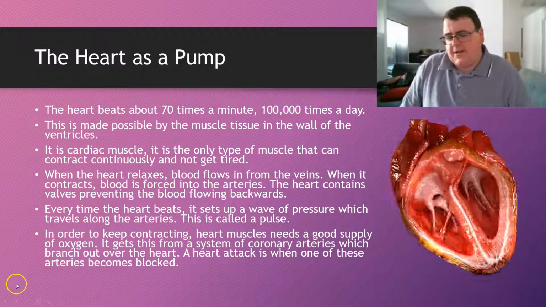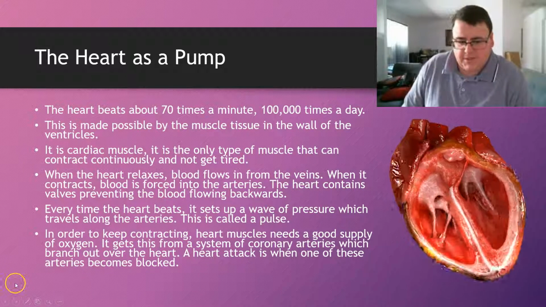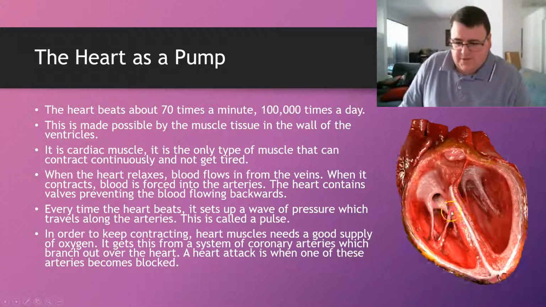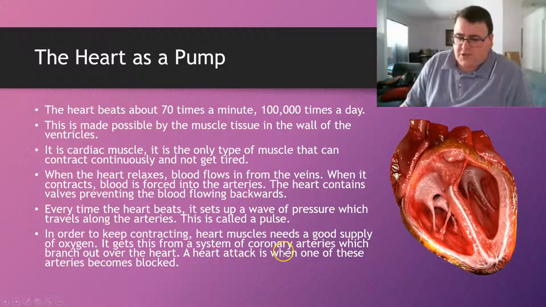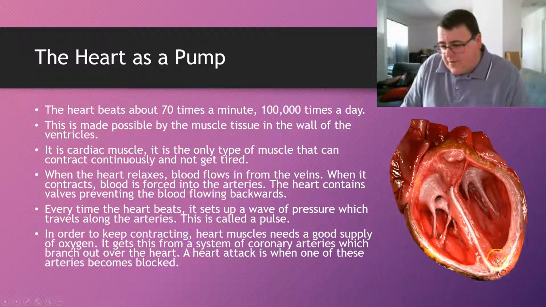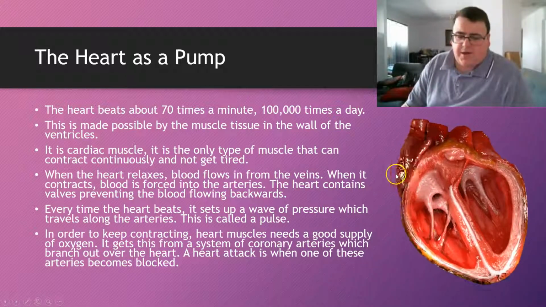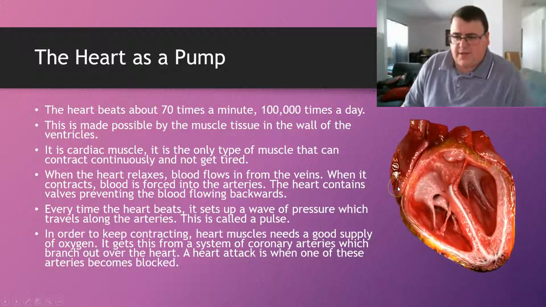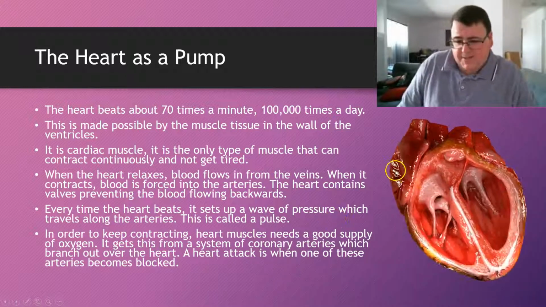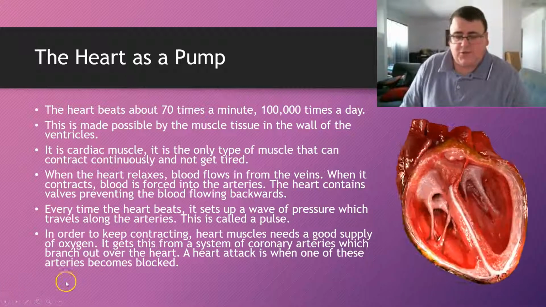Every time the heart's beating, it's setting up a wave of pressure that's traveling along the arteries. That's called a pulse. In order to keep contracting and relaxing the way it's doing, like in the diagram here, it needs a good supply of oxygen. It's obviously going to get that through the coronary arteries, which you can see all around the heart. A bit more over here, you can see them. Constantly supplying oxygen to the heart, ensuring that there's no anaerobic respiration taking place. A heart attack is basically when one of those arteries becomes blocked and oxygen supply is limited to the heart.